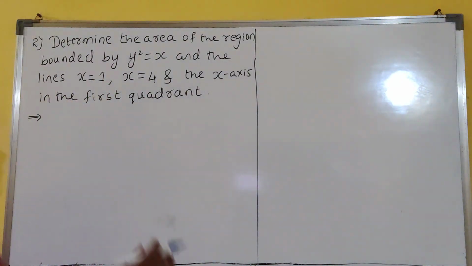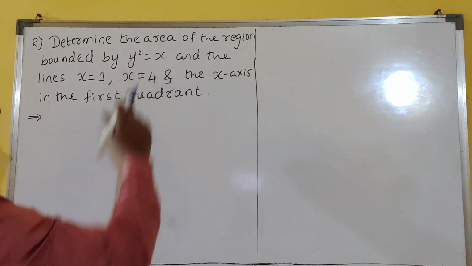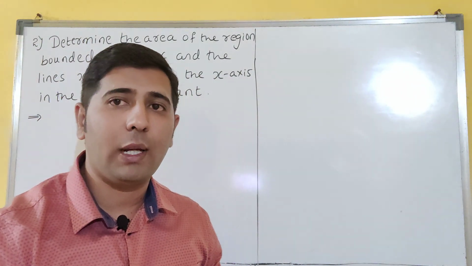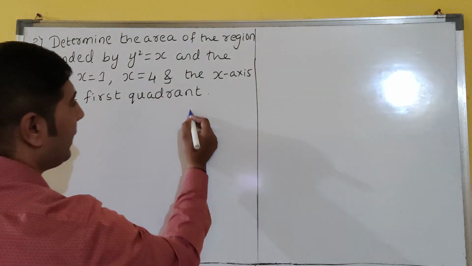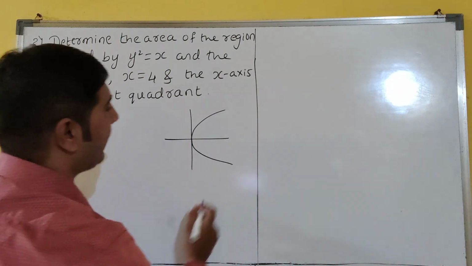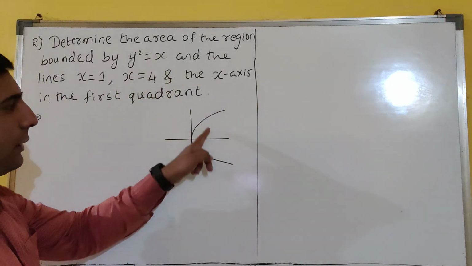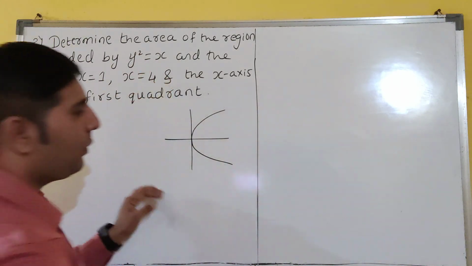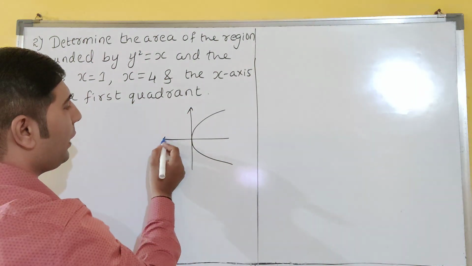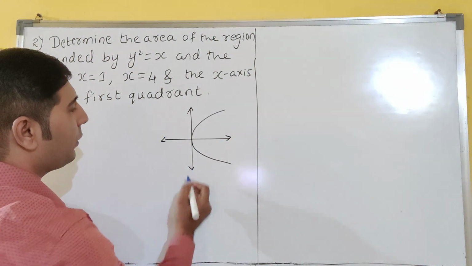Very simple question. Can you see y square is equal to x? Which parabola is it? You know that it is a right hand parabola, dear students. Y square is equal to x, x is first, you know. That is a right hand parabola. Before, in the first video, we have already discussed. You can go through that.